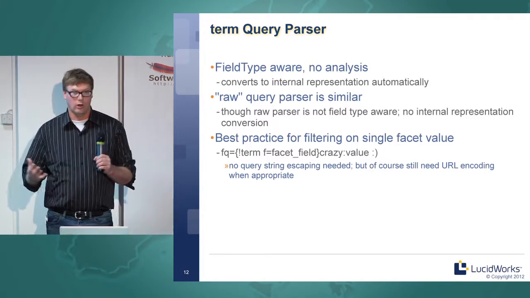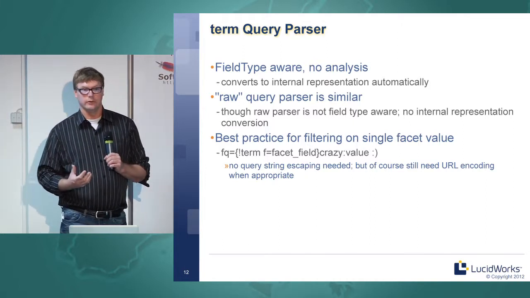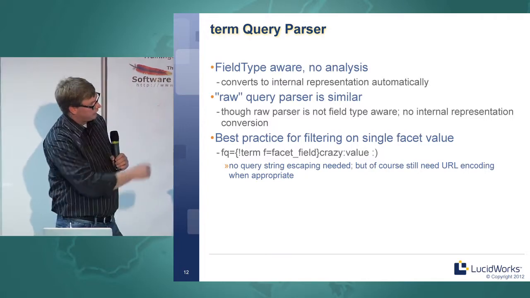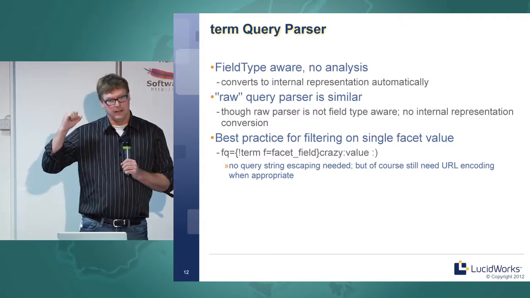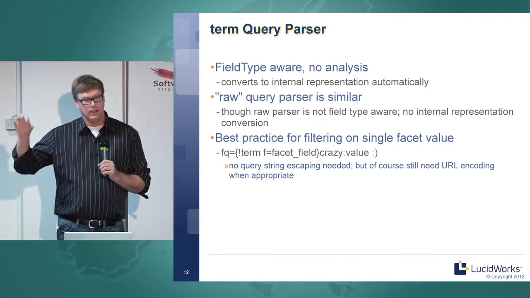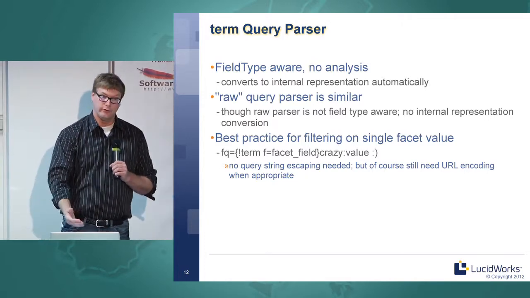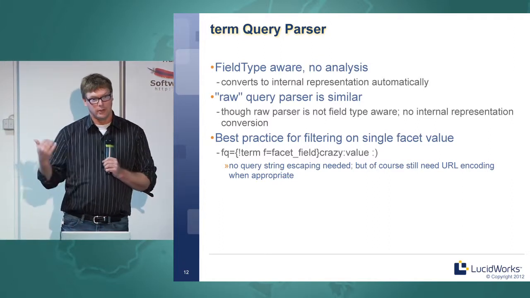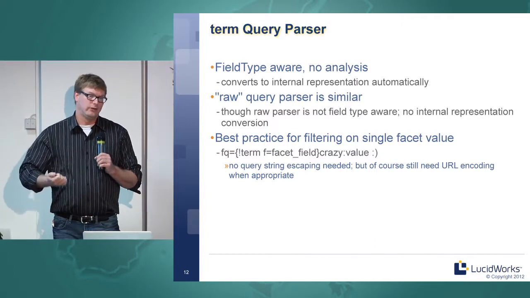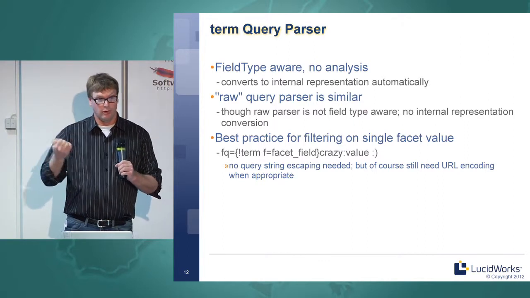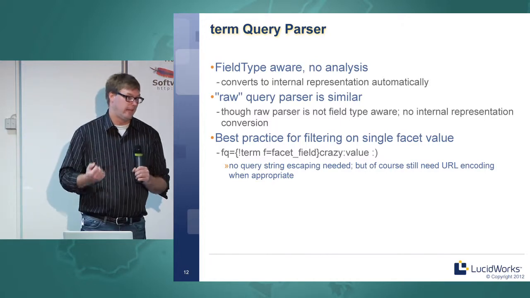But if you want to simplify your client so that you don't need this escaping madness, then you can simply use this term query parser, where you simply say FQ equals curly bracket bang term f equals the facet field name, and then close the curly brackets, and then put whatever crazy value there happens to be, with whatever, no escaping necessary. I made a note here: yes, you do need, of course, to URL encode the parameters, but you won't need to do any backslash escaping or anything. It will take that exact value and use the field type awareness, which often is strings, so it's literally the raw value anyway, and create a term query, and you're safe from all the escaping and query parser madness that might be there.